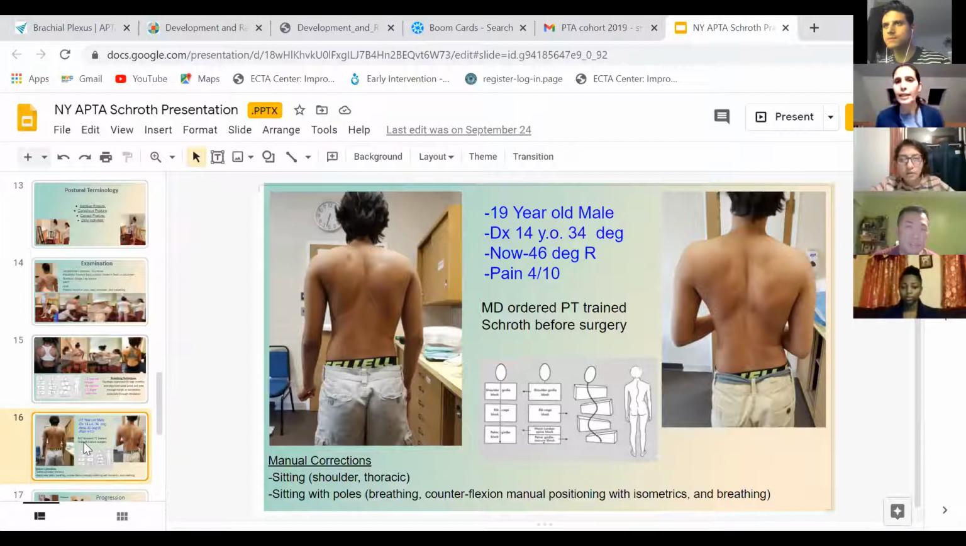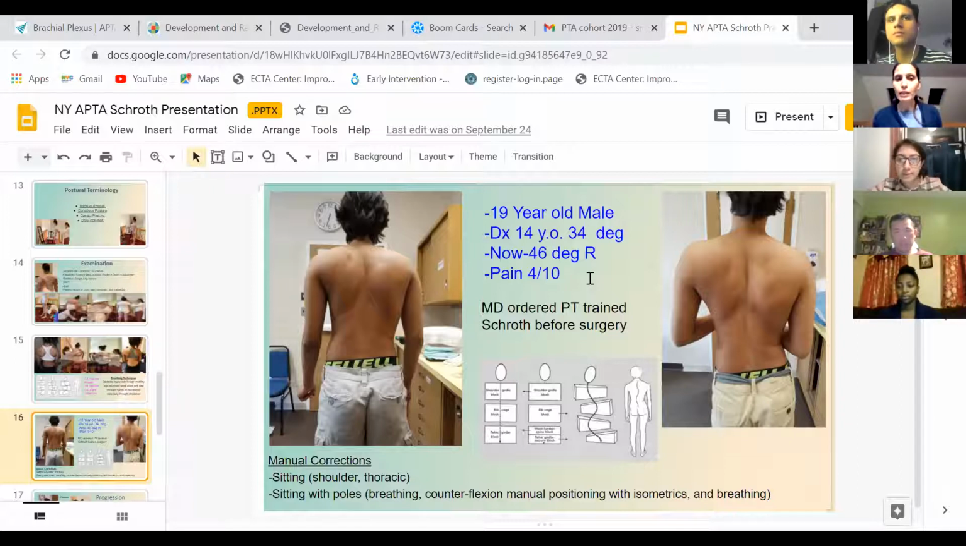Okay, so here's the 19-year-old that I was referring to. And this was before and after. And this actually took less than a month. He was at 46 degrees and he was having a lot of pain, pain 4 out of 10.